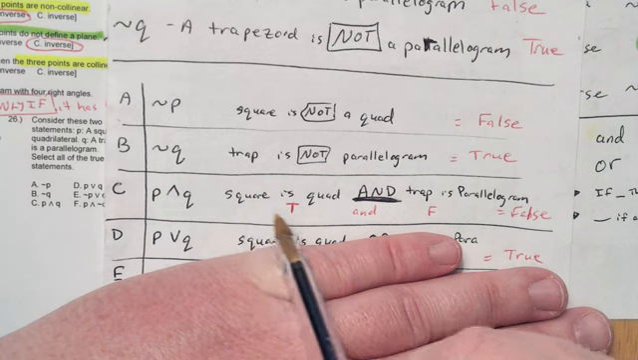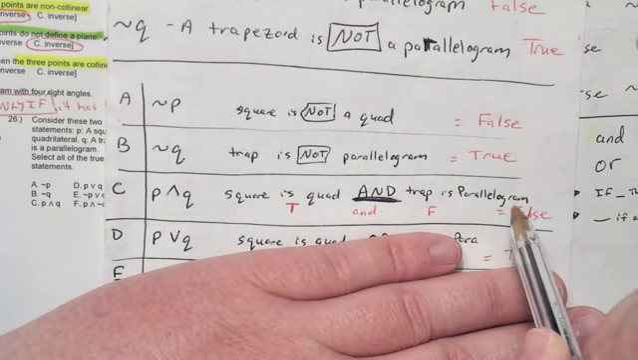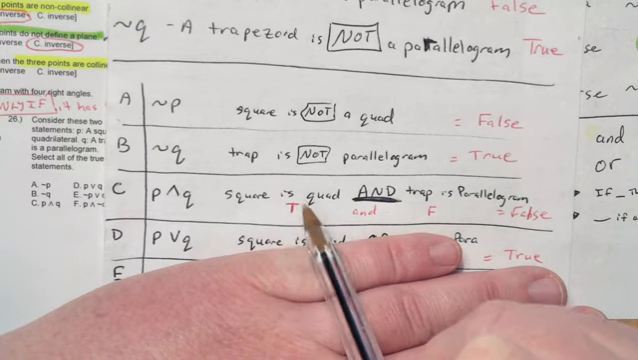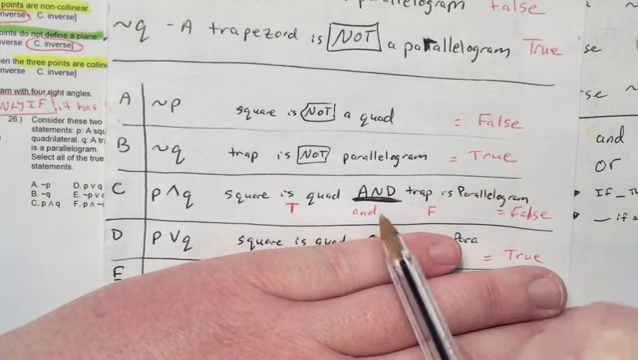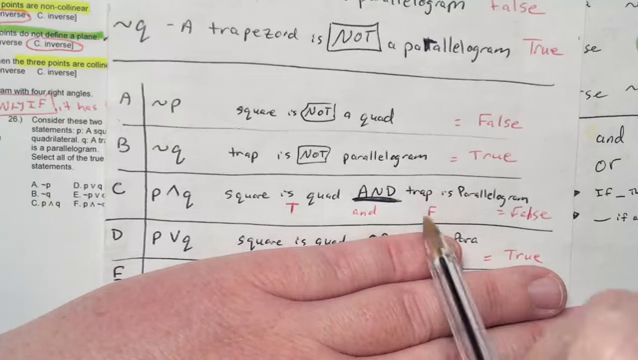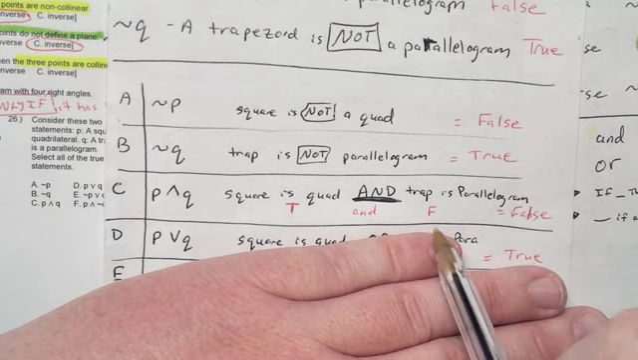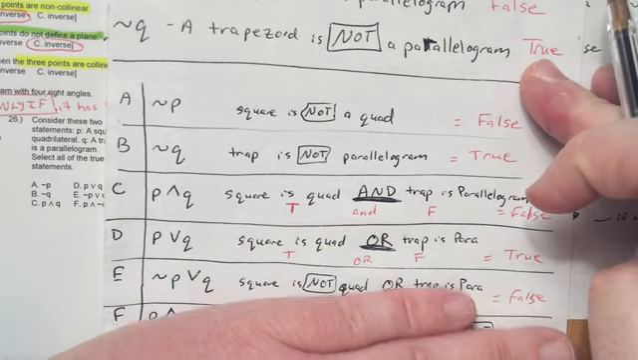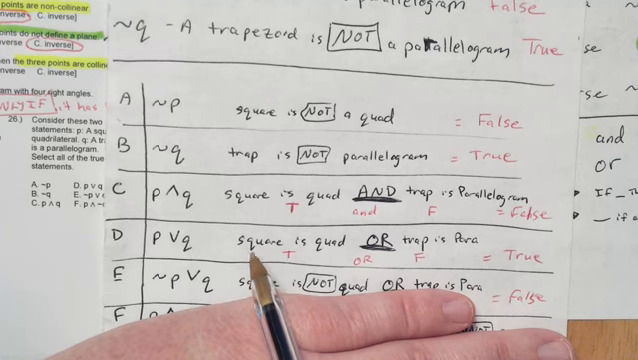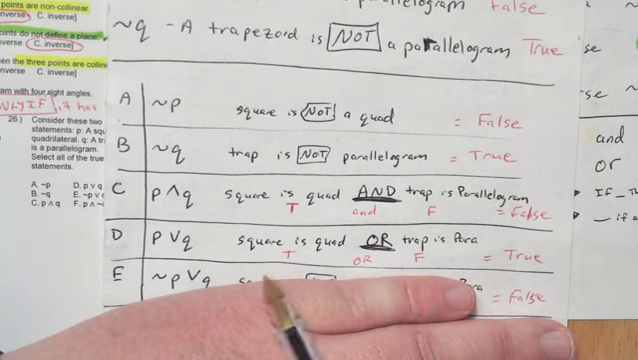Now this says a square is a quadrilateral and a trapezoid is a parallelogram. A square is a quadrilateral. That's true, and a trapezoid is a parallelogram. That's false. Both of these need to be true for this to work, so true and false makes false. A square is a quadrilateral, that's true, or a trapezoid is a parallelogram, that's false. Only one of these had to be true for this to work.